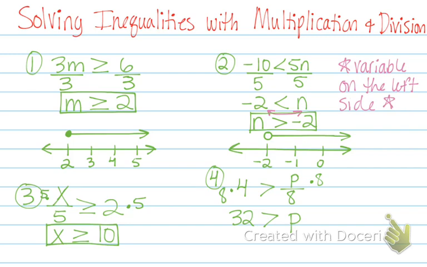This is kind of like number 2, where we have our variable now on the right side. So let's go ahead and flip that whole thing. Everything flips, about like flipping a pancake. So p is going to be less than 32. And we always want that variable on the left side so that we can think about whether we have a greater than or less than.